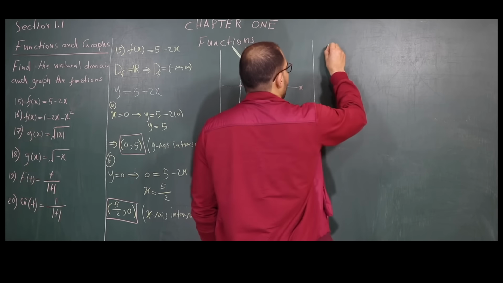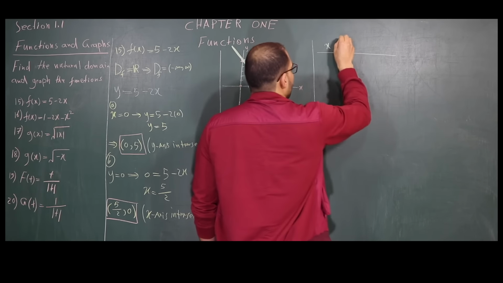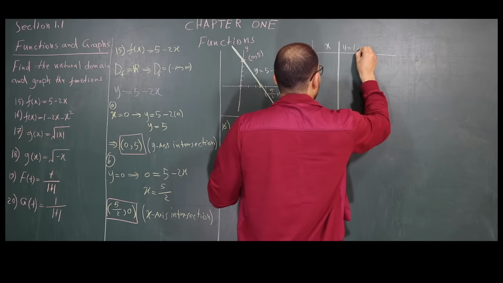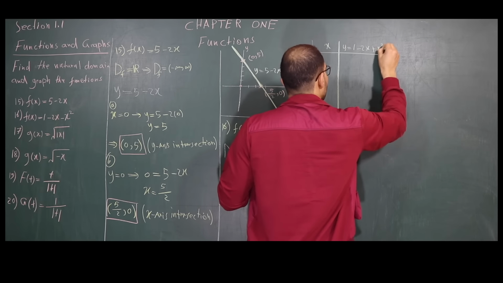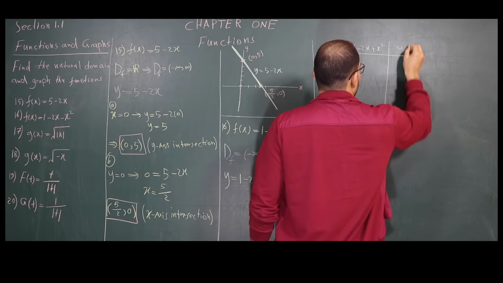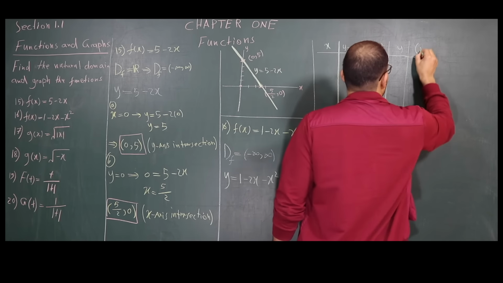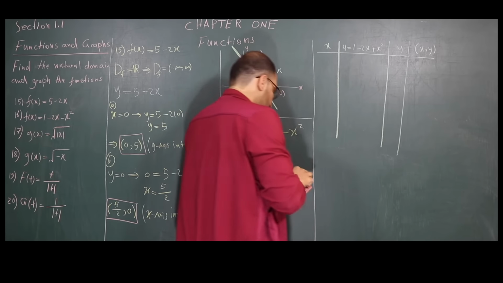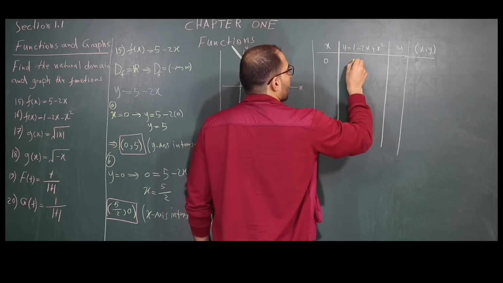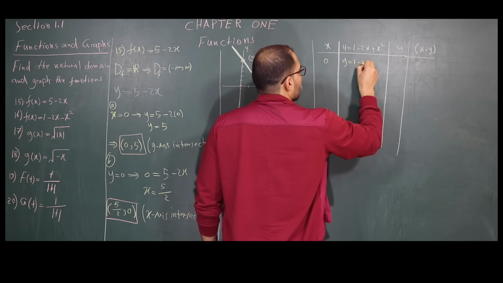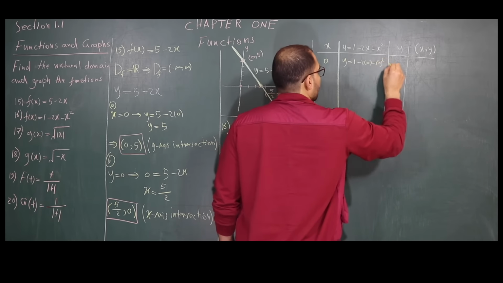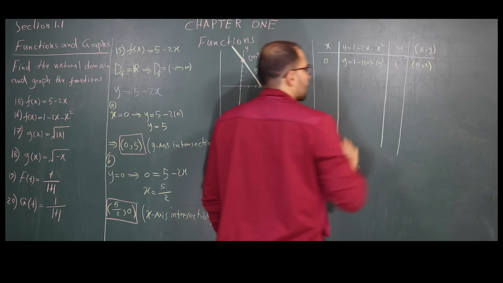So I'm going to choose x, and then the result will be y equal to 1 minus 2x minus x squared. Okay, and I will get y, and after I get y, I will get the point x, y. So we're going to start with 0. When we substitute 0, y will be 1, minus 0 squared, so 1, and the point is 0, 1.